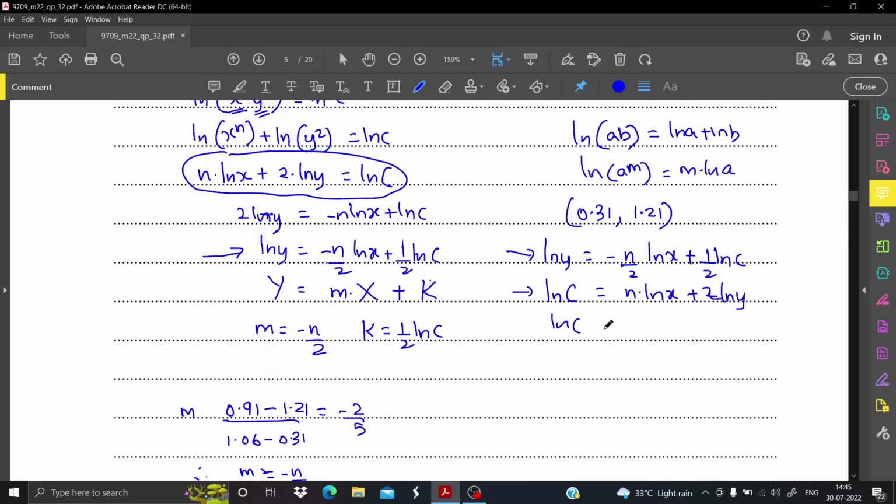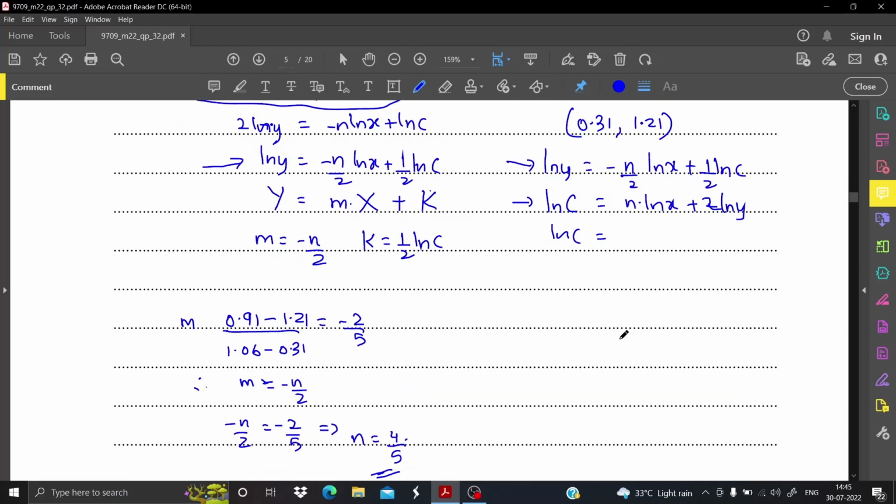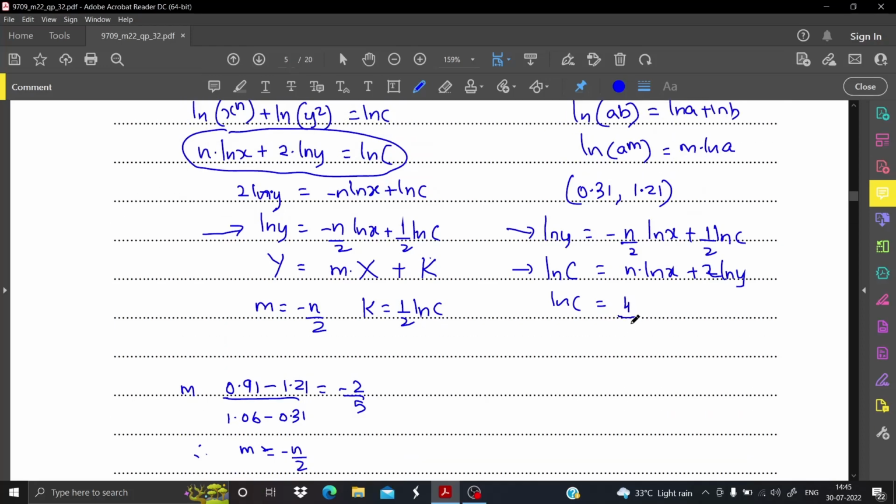Log c equal to n is 4 by 5. Log x, the point is 0.31 plus 2 times the log y value is 1.21. Please do not substitute the point 1.21, the coordinate, in place of y, because this is a graph between log x and log y. You have to take the coordinates as it is. So your log y is 1.21 and your log x is 0.31.